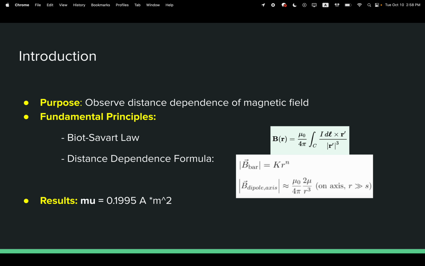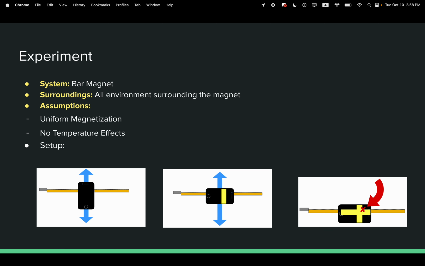mu is 0.1995. In the experiment, I considered the bar magnet as its sole system, and all of the environment surrounding that magnet is its experimental surroundings. For the assumptions I made, there would be uniform magnetization of the magnet, and there would be no temperature effects on the magnet for the calculations and the measurements for the experiment.